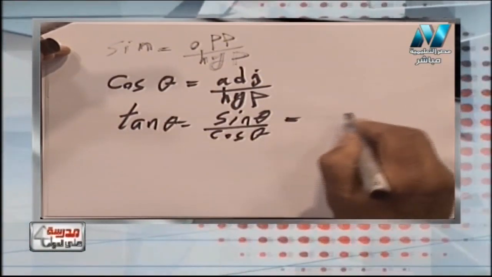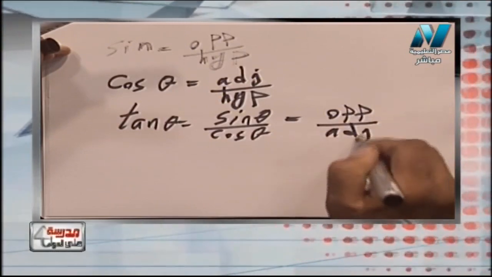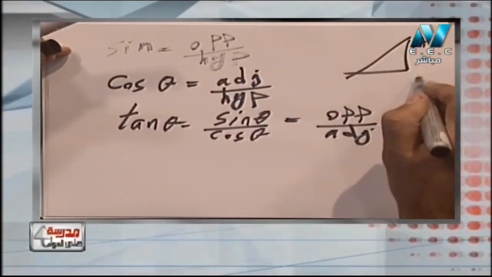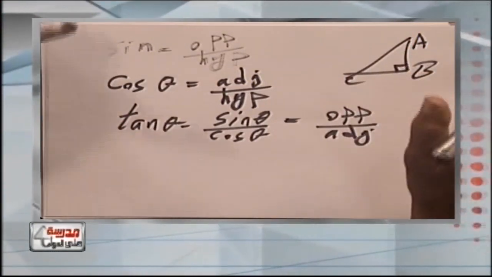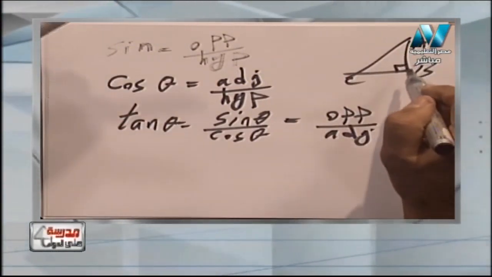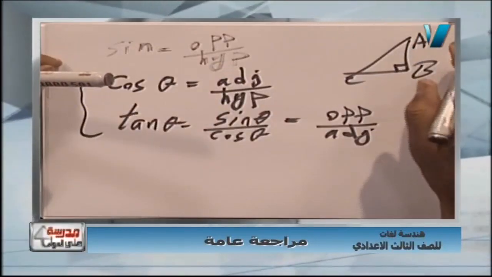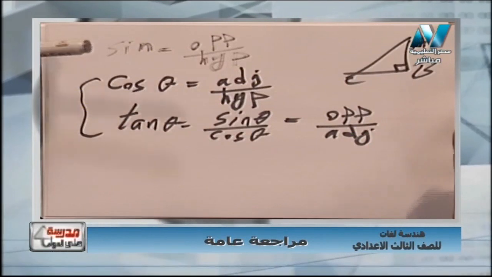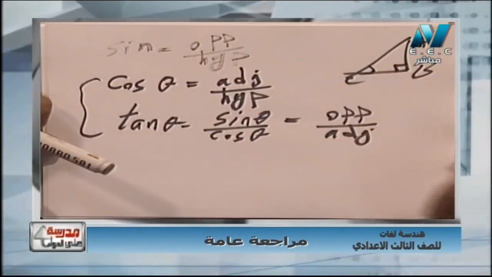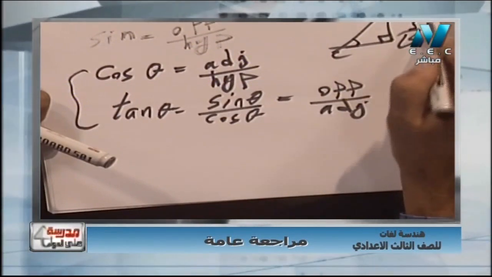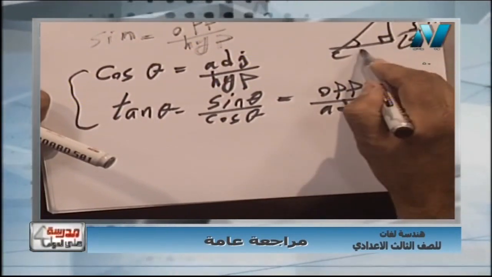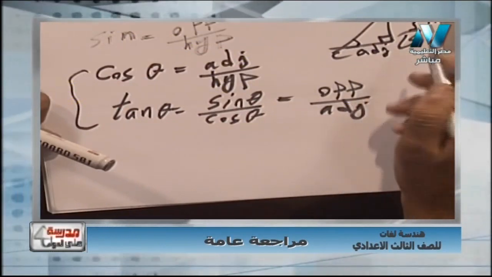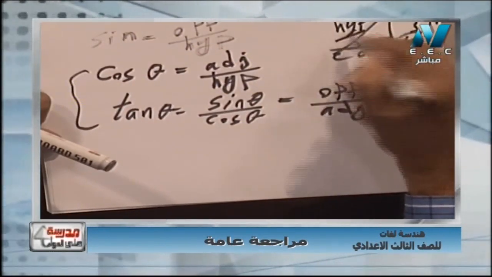It means opposite over adjacent. When we have triangle ABC, right angle at B, we must note that it must be a triangle with a right angle. If it isn't right-angled, we can't do our trig functions, as you know, in the third preparatory year. Okay, we choose angle C. The opposite side means AB, and the adjacent is BC, and the third side is called the hypotenuse. Okay?